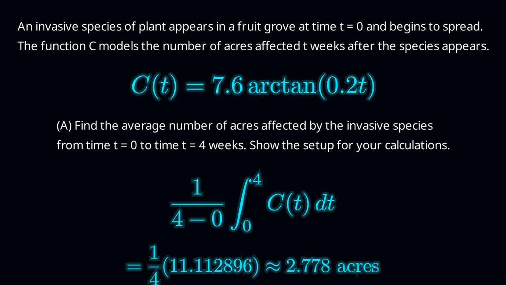So part A asks for the average number of acres over the first 4 weeks. Remember that the average number of acres means the average value of the function c of t. We set up the integral from 0 to 4 and divide by the width of the interval, which is 4.